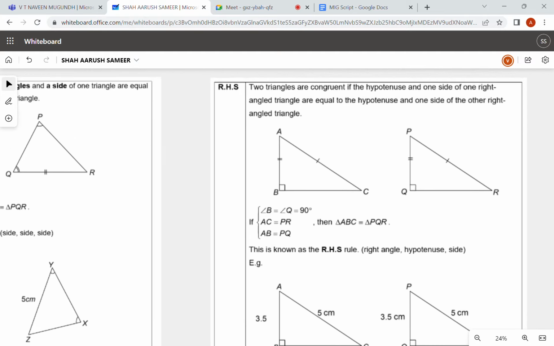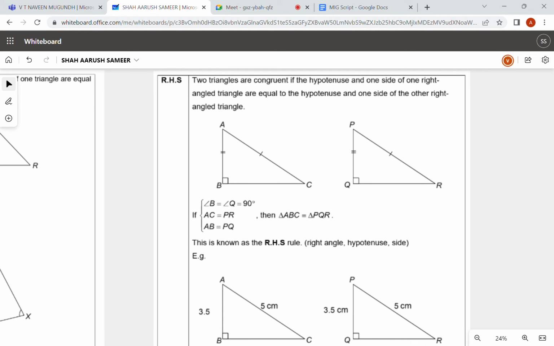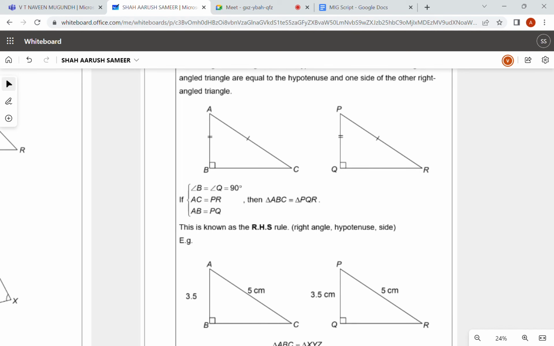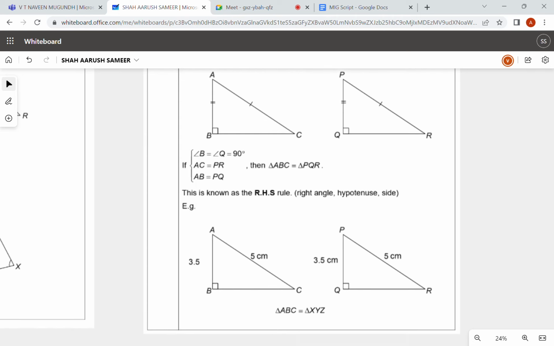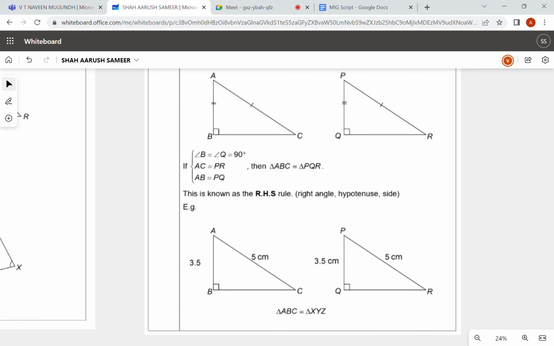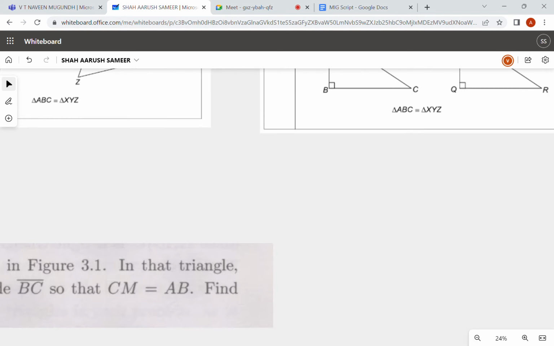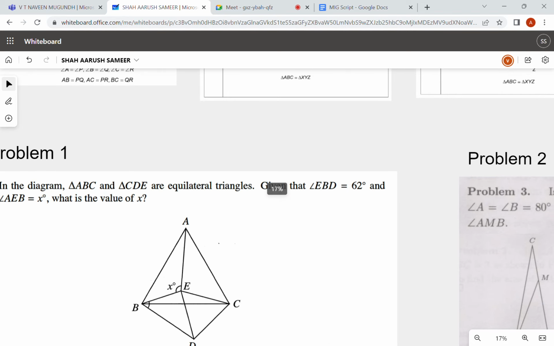Next, we have a special test, which is known as the RHS test. Two triangles are congruent if the hypotenuse and one side of one right angle triangle are equal to the hypotenuse and one side of the other right angle triangle. In triangles ABC and PQR, angle ABC and angle PQR are right angles, and side AB is equal to side PQ and side AC is equal to side PR. So this is known as the RHS rule. Now I'll be passing the time on to Arush, who will be covering problem 1.